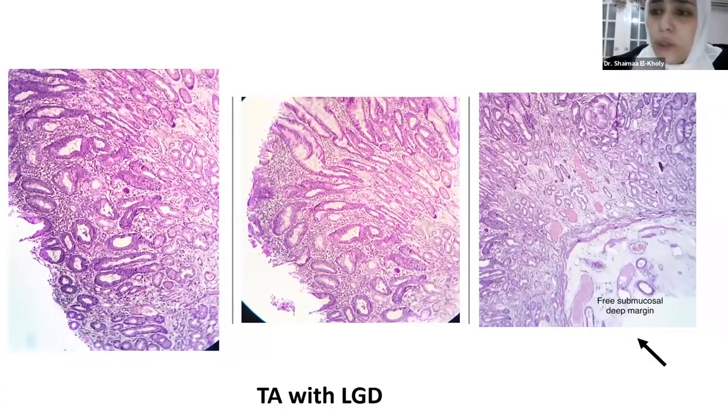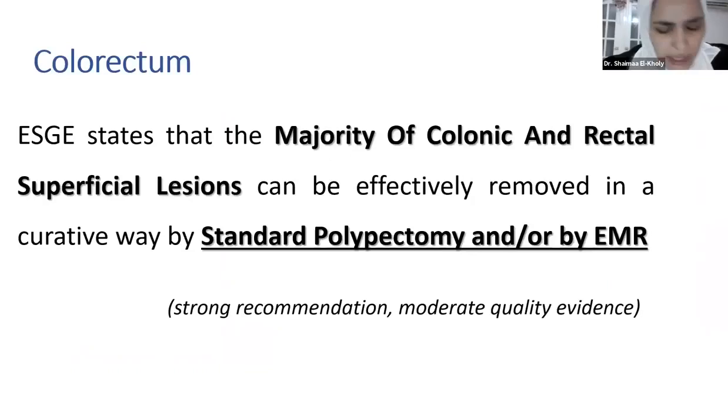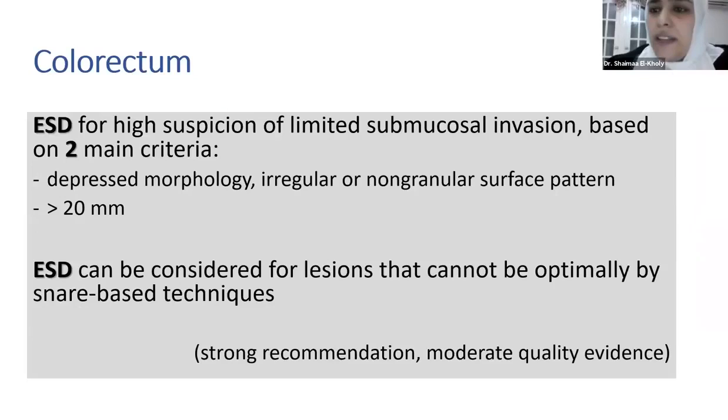So when it comes to the colon, it is actually one of the most forgiving organs. Here is a statement stated by the ESGE. It states that most of the colonic lesions or polyps can be removed by standard polypectomy or EMR. And the ESGE just confined ESD to two indications. First, lesions that may show suspicion of submucosal invasion, and lesions that are not optimal for EMR.